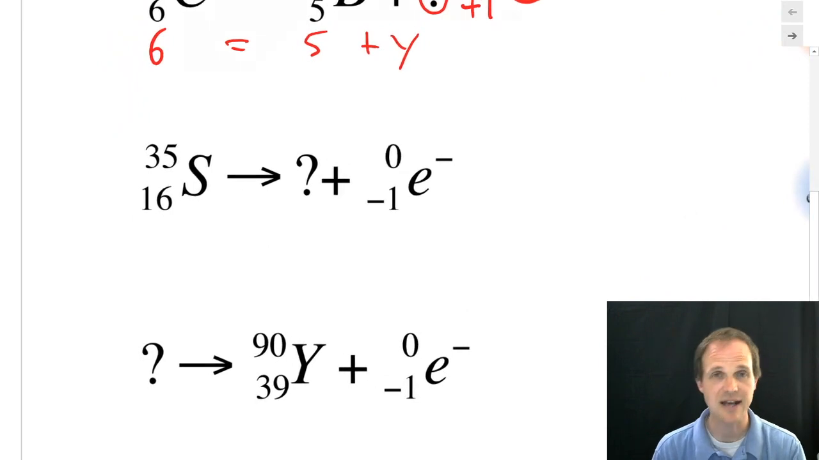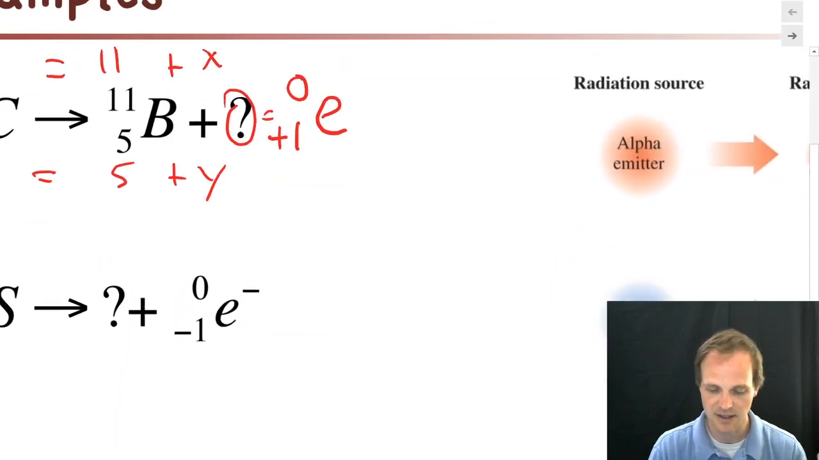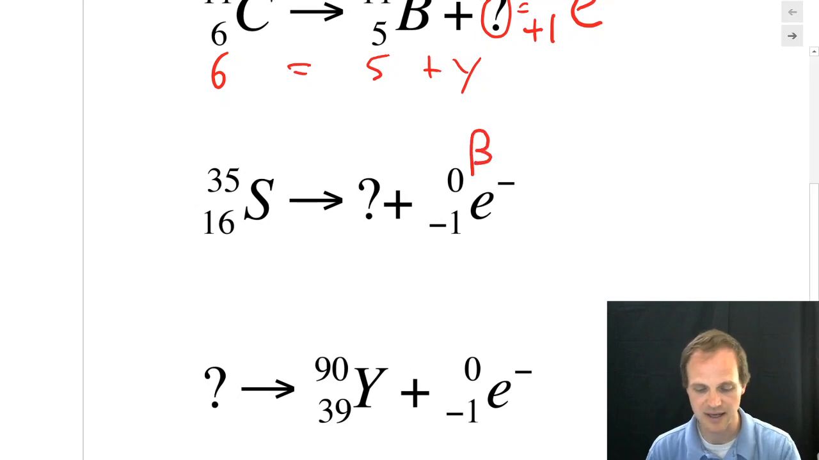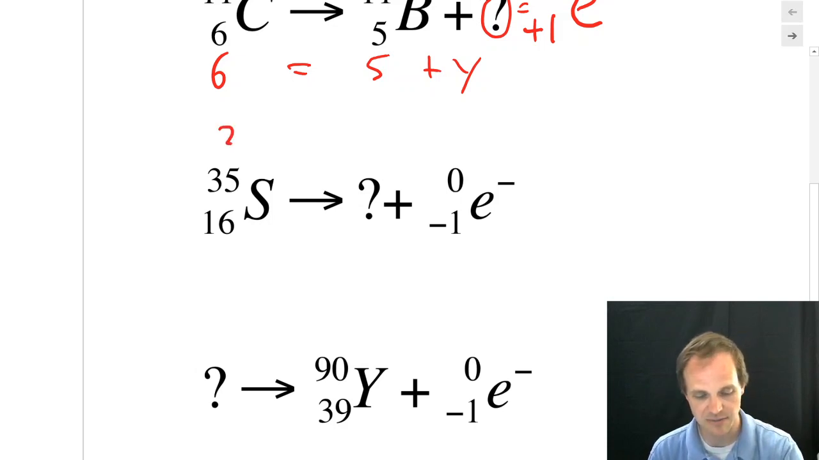So let's look at this next one. We've got sulfur 35 making something plus 0, minus 1, E minus. Now what's the 0, minus 1? If you remember, that's your beta particle. We could have just as easily written that as a beta right there instead of 0, minus 1, E, but we wrote 0, minus 1, E in this case. We're going to balance mass number and atomic number.